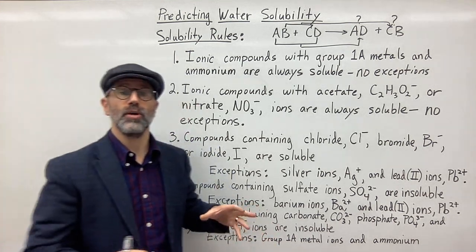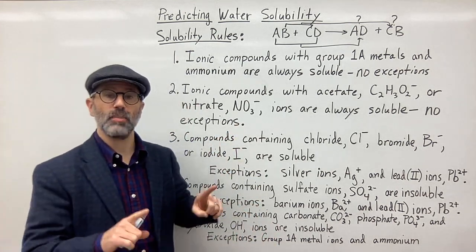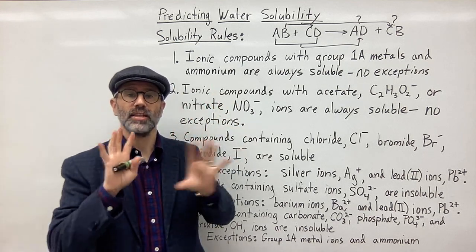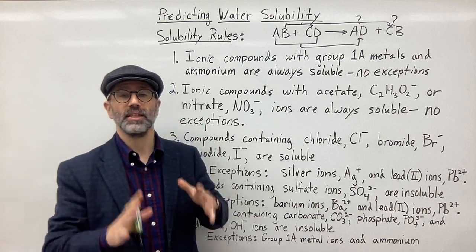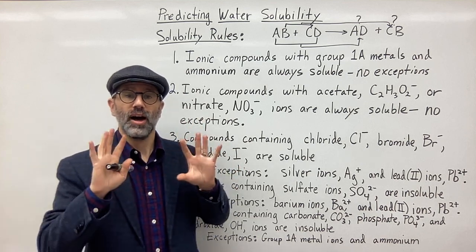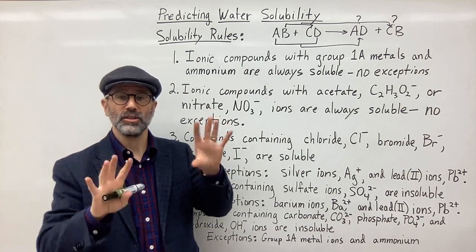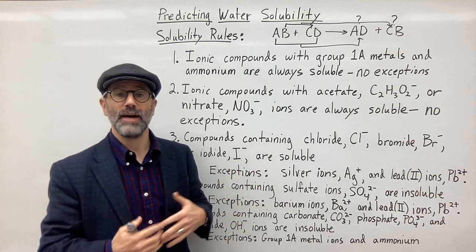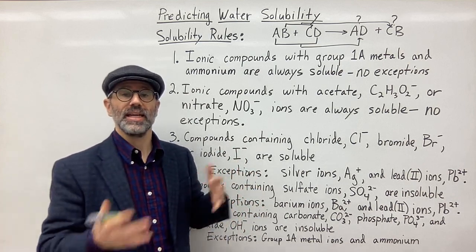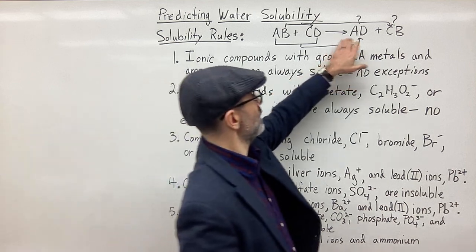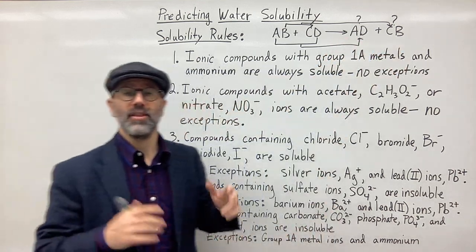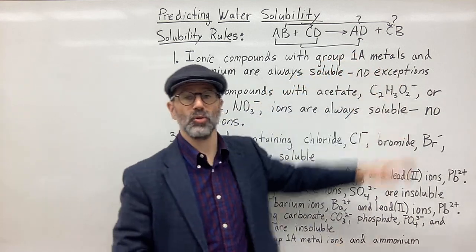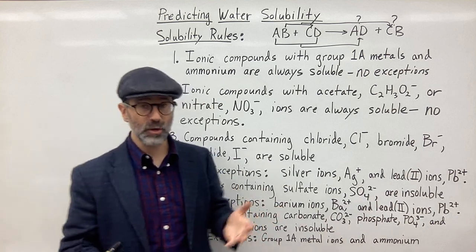Once you figured out what your possible products are by putting the outside ions together and the inside ions together, and then figuring out the formula and making sure that your formula has a balance of positive and negative charge, the next thing to do is to figure out if you have a precipitate or not. Is something insoluble? Are one of these insoluble in water? That's what you're looking for. Or are they both soluble in water? If they're both soluble in water, then chances are you don't have a reaction.